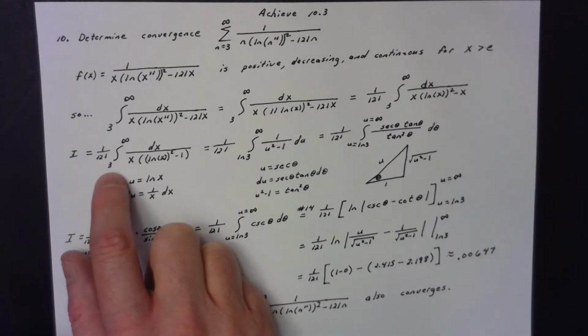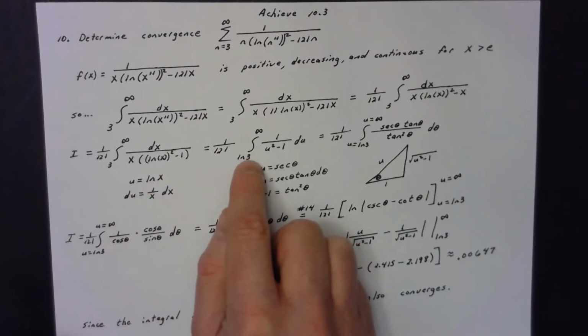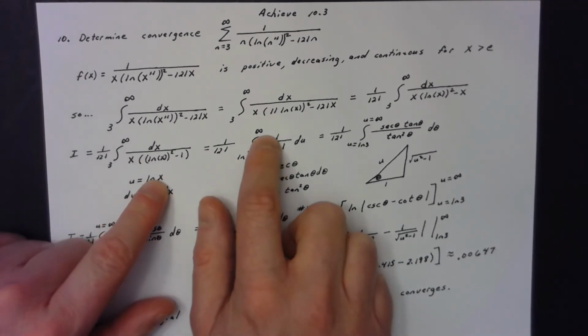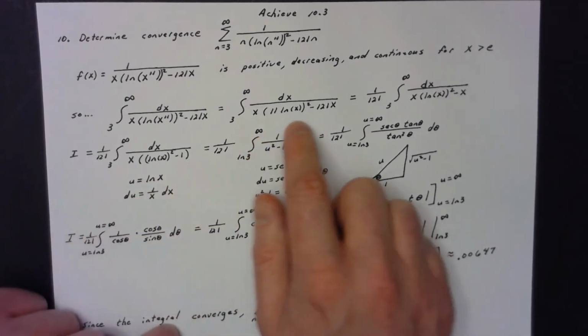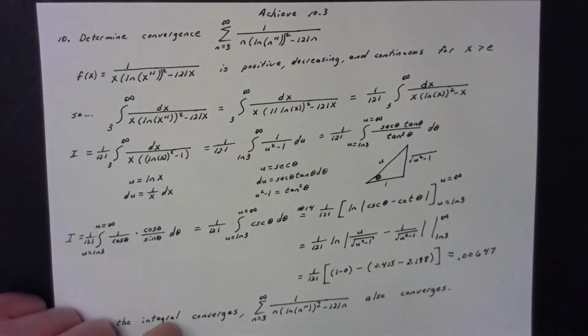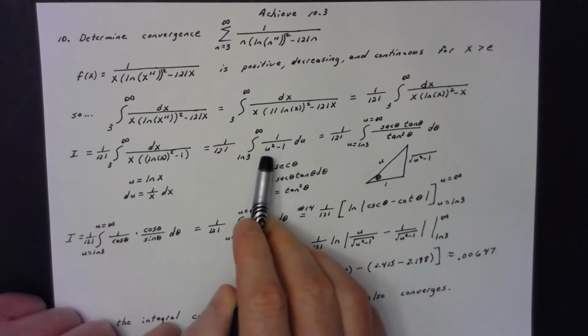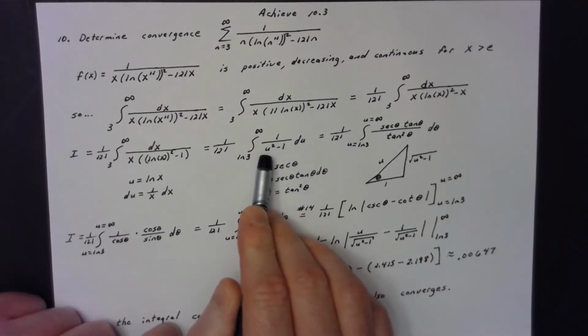My limits of integration here, I had the lower limit of x is equal to 3. Well, u is equal to the natural log of 3 for the lower limit. And then the upper limit doesn't change, because the natural log of infinity is still infinity. So now, when I look at what I have, I notice that u squared minus 1 in the denominator. Anytime you see that, you should be thinking, well, the secant substitution should be helpful here.